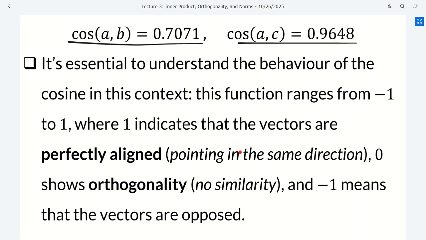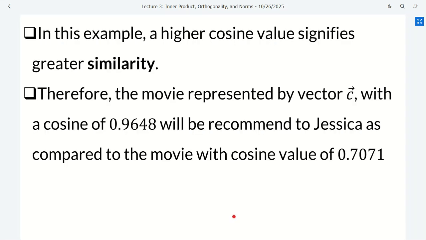So here we said they are almost aligning. These two vectors are aligning. That means they share certain characteristics or features, or have certain things in common. A higher cosine value signifies a greater similarity. Therefore, the movie represented by vector C will be recommended to Jessica. So I've explained it.